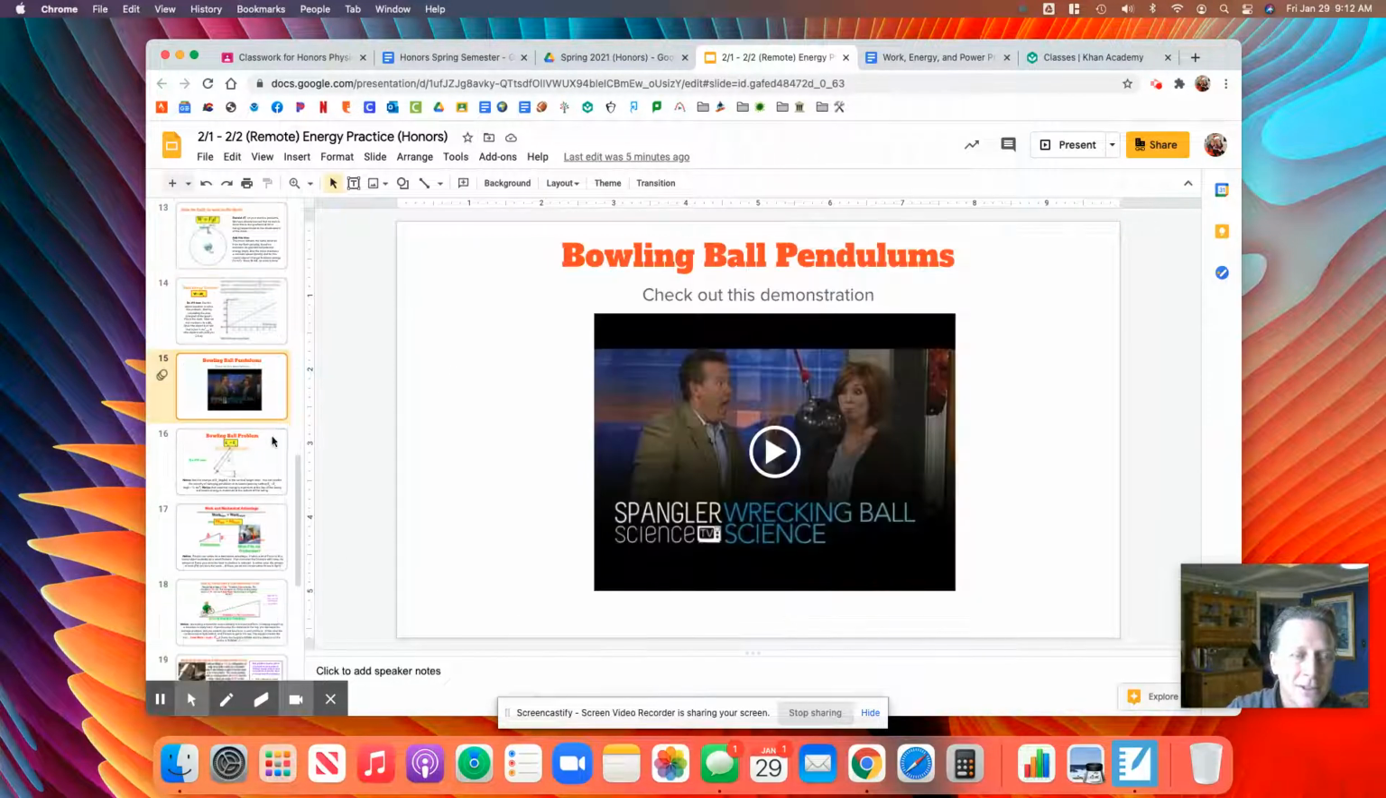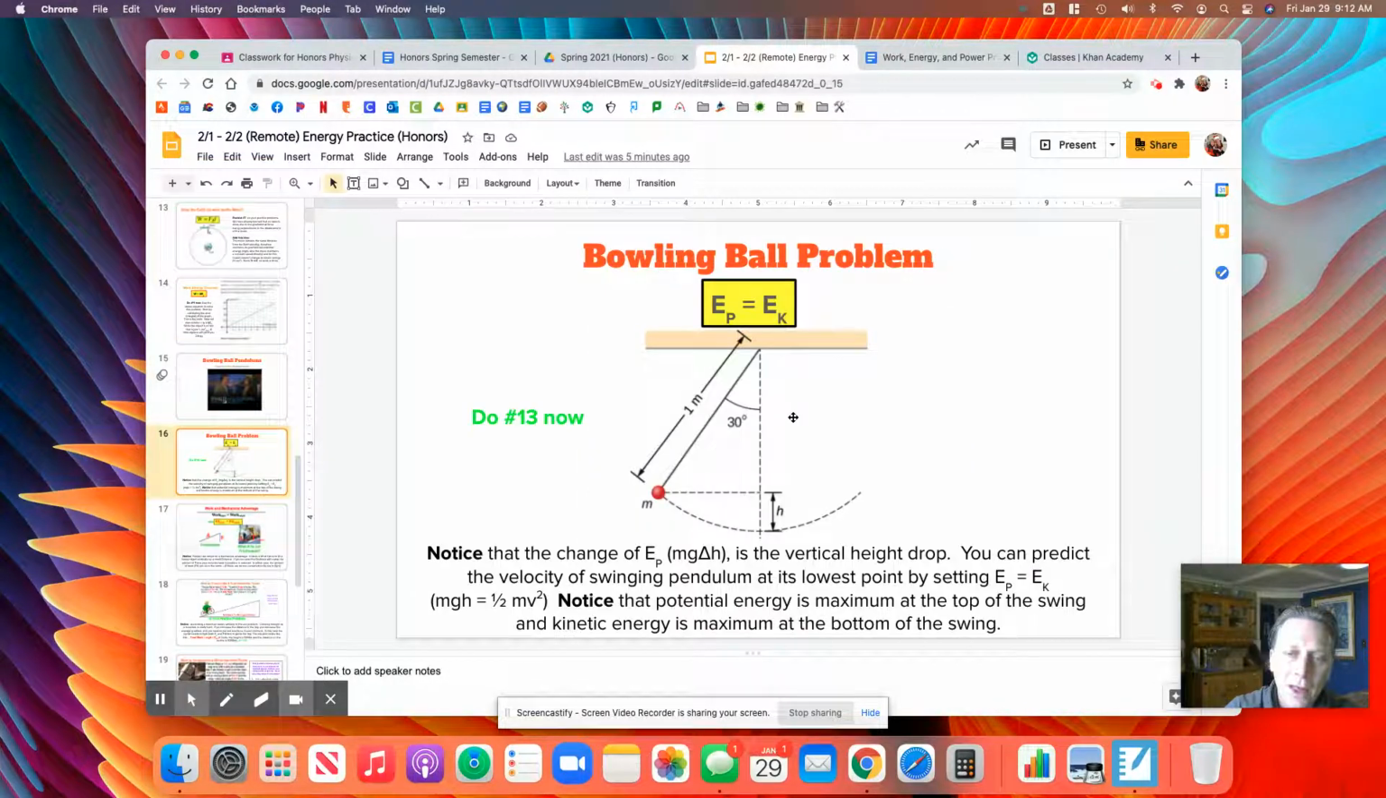This is a demonstration that we often do in class, because of the way that this year works I'm just going to do this one as a quick video for you to check out. It talks about conservation of energy of a bowling ball. When we look at how a bowling ball drops through a pendulum motion like this, and it gains speed as it goes down, you can predict the speed at the bottom of the swing using conservation of energy.